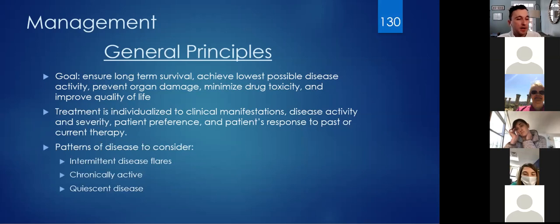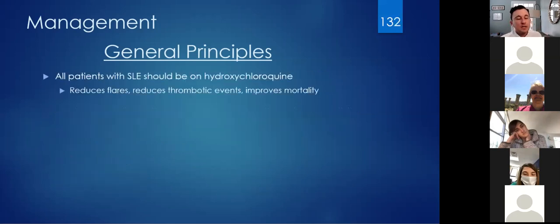What needs to be considered when you're thinking about treating these patients is what does their disease look like in terms of the timeline? Do they wax and wane? Are they usually controlled and then have intermittent flares, or are they always in a flare, chronically active? Or would you have what you call quiescent disease, where it's there and you've made the diagnosis, but it doesn't really manifest itself that often? So a few general principles. Every patient that has SLE should be on hydroxychloroquine, okay?